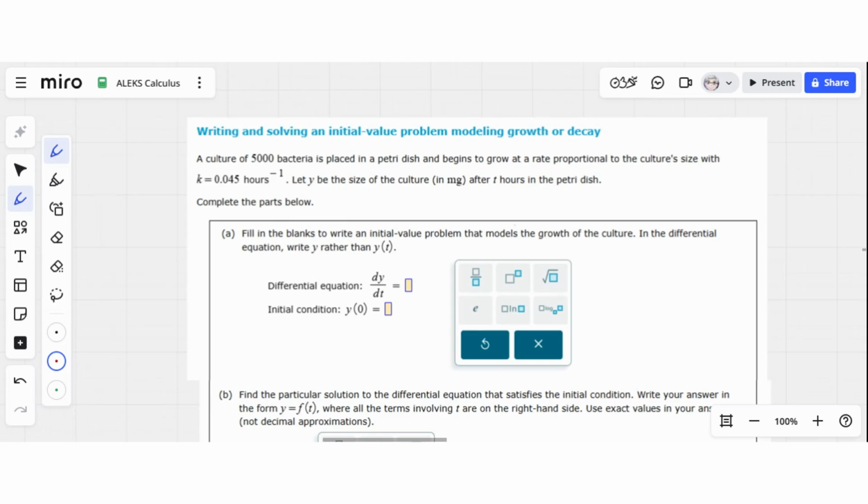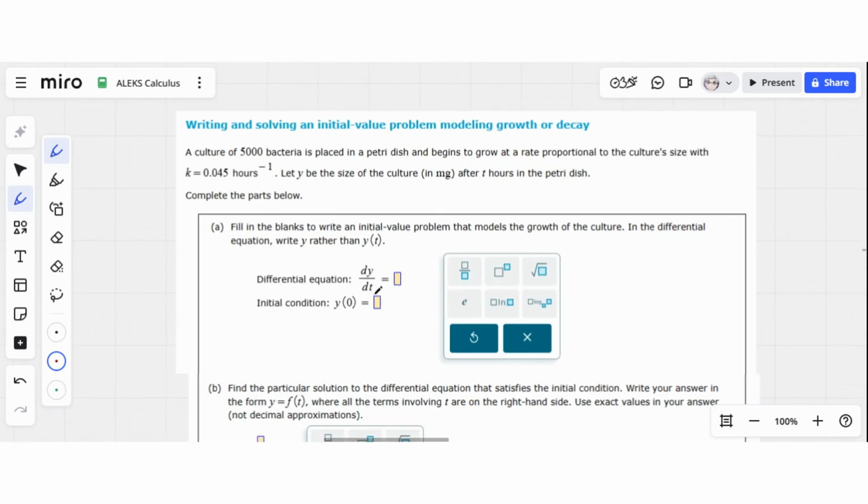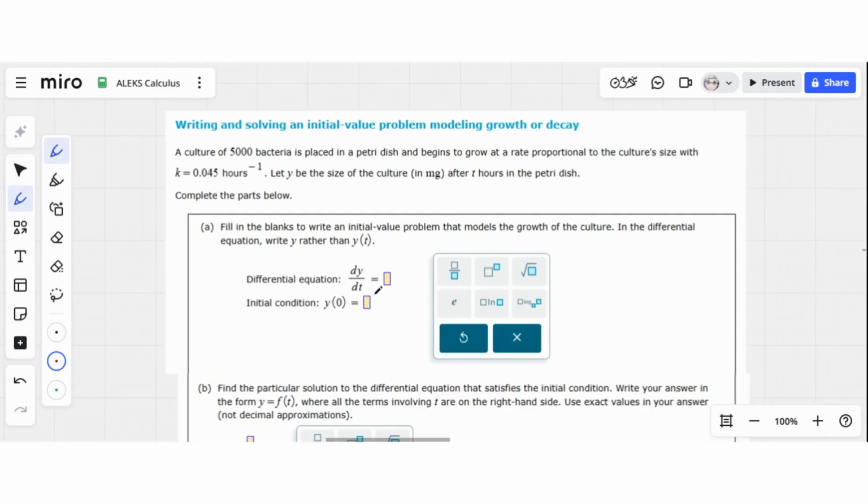In this problem, we are having to write an equation for an exponential growth or decay problem, and then actually solve it for some specific value. So let's take a look at what these look like.